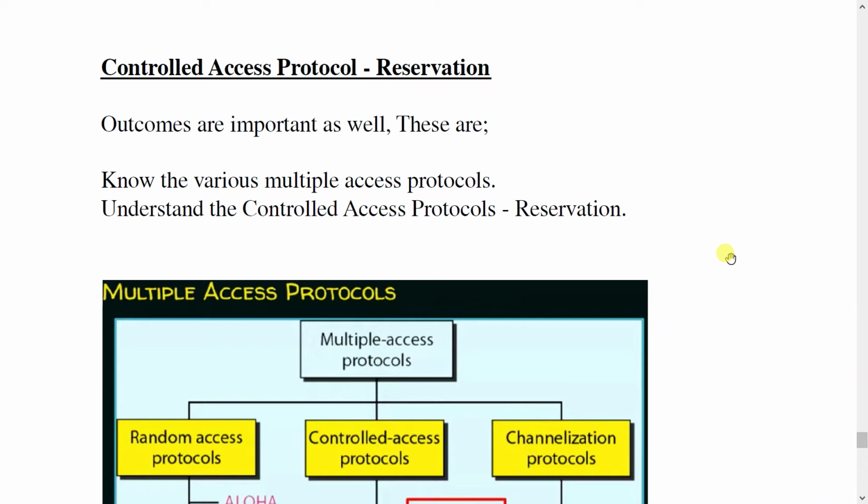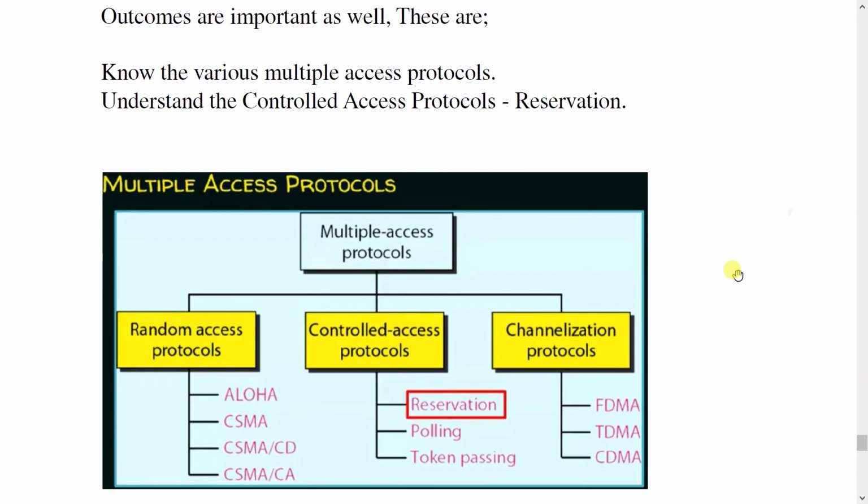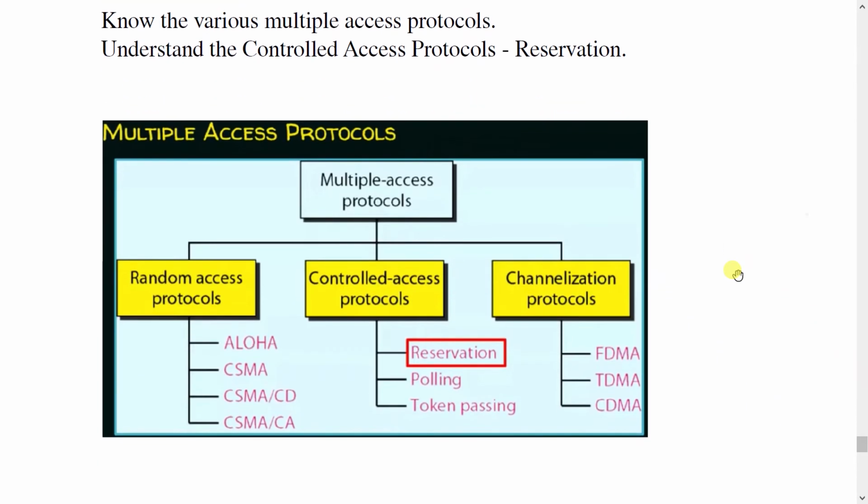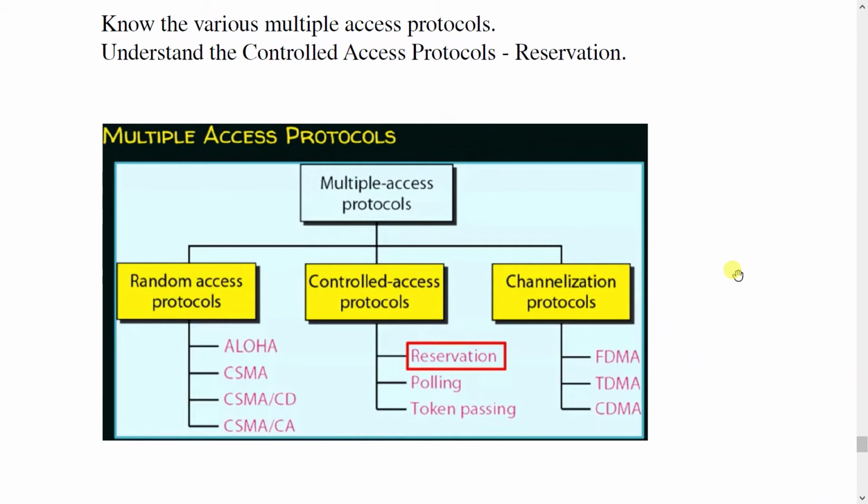in general. And now we move on to talk about the next part, the other part of multi-access protocols, which is called controlled access protocol. And one of the key methods here for controlled access protocol is reservation. We have reservation and polling and token passing.